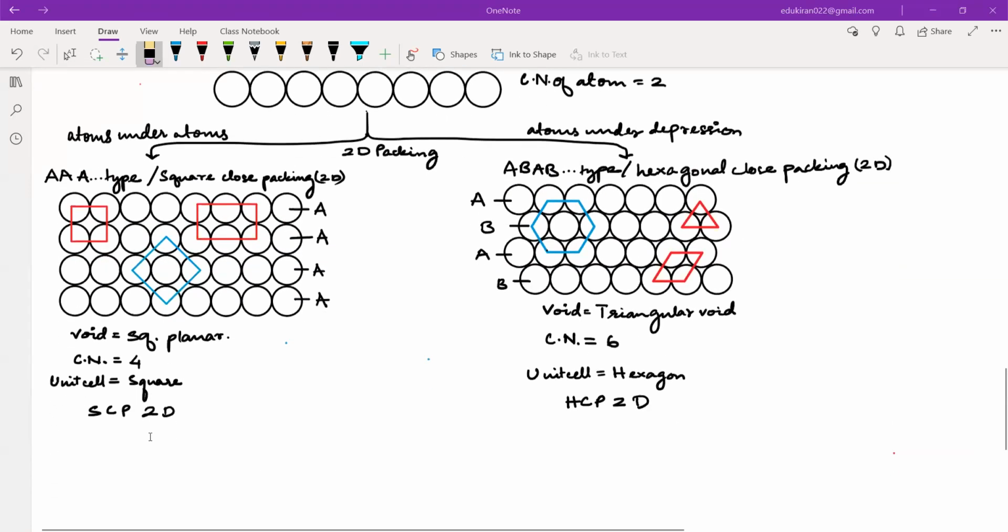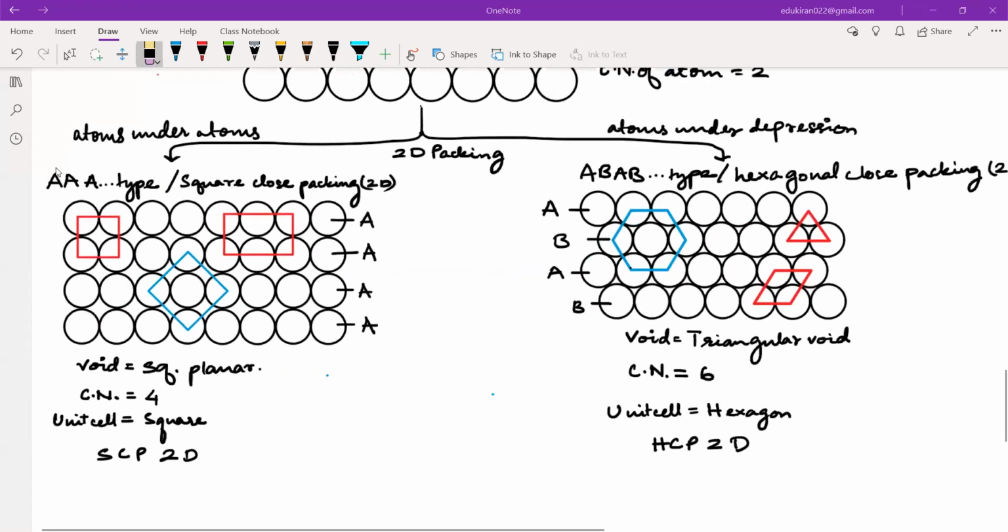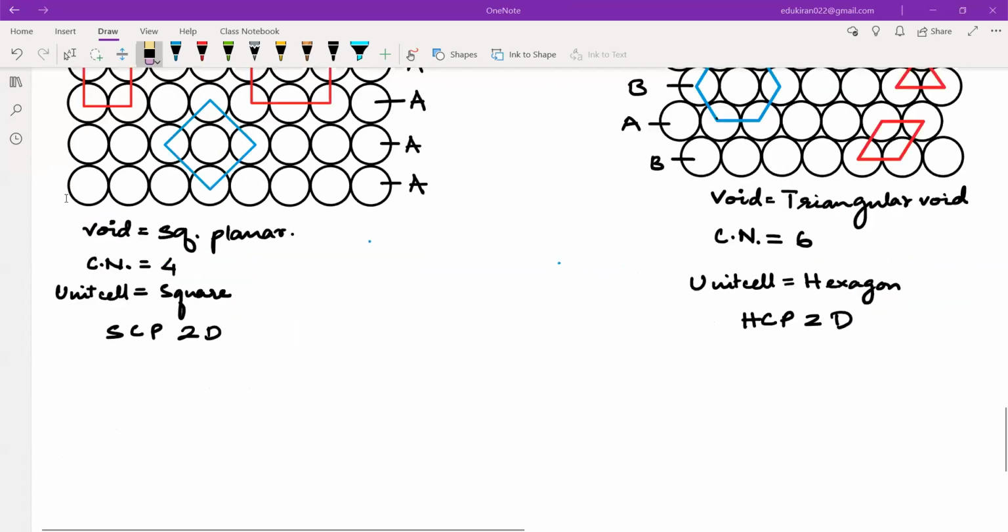So you wrote this, right? Yes or no? Yes, sir. Okay. Now here we have unit cell. So let me define unit cell.